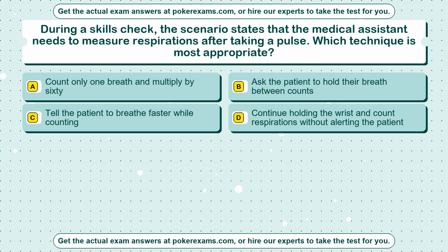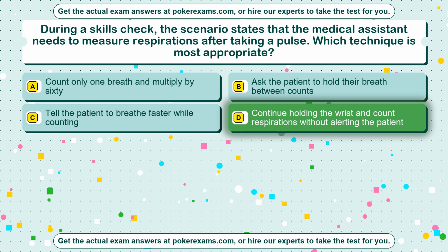Question 1. During a skills check, the scenario states that the medical assistant needs to measure respirations after taking a pulse. Which technique is most appropriate? Option A. Count only one breath and multiply by 60. Option B. Ask the patient to hold their breath between counts. Option C. Tell the patient to breathe faster while counting. Option D. Continue holding the wrist and count respirations without alerting the patient.